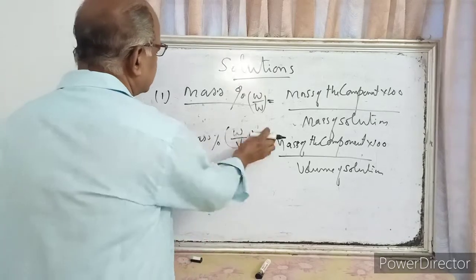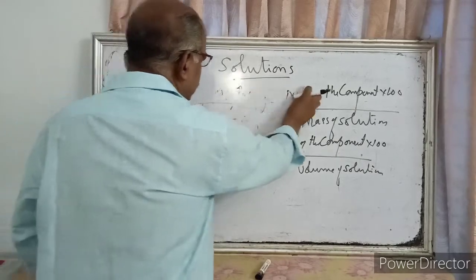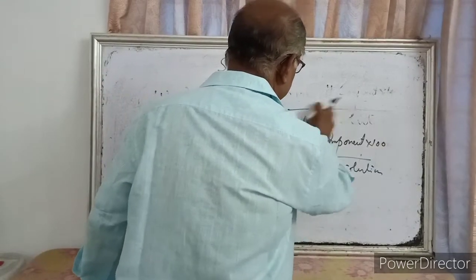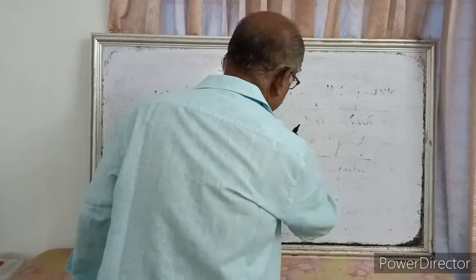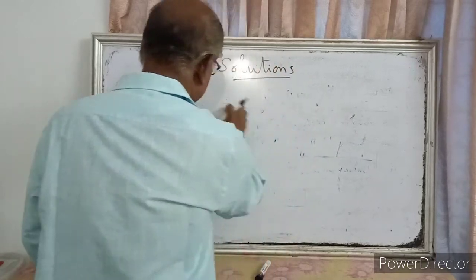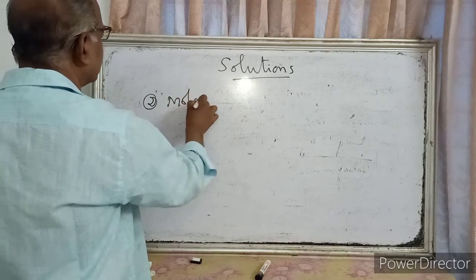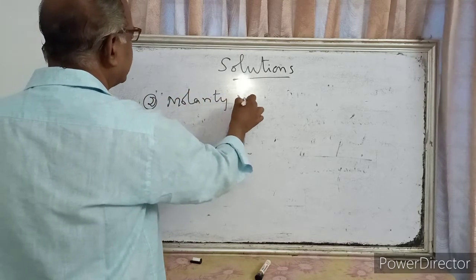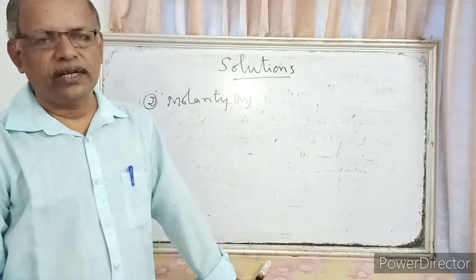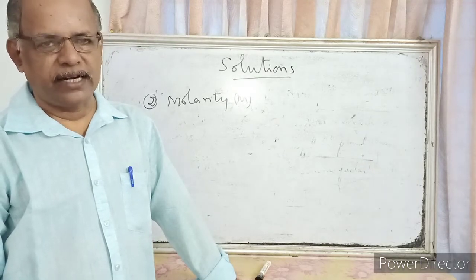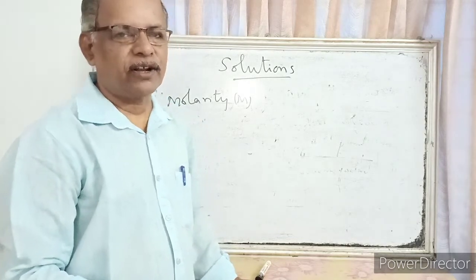So second method for expressing the concentration is molarity. Molarity of a solution, capital M. Molarity of a solution is the number of moles of solute that is present per liter of solution. Molarity is the number of moles of solute present per liter of solution.